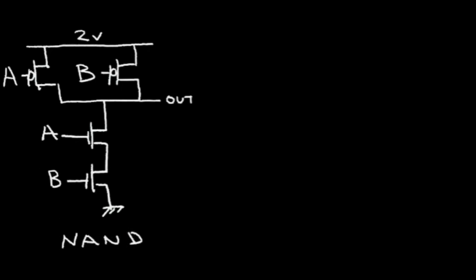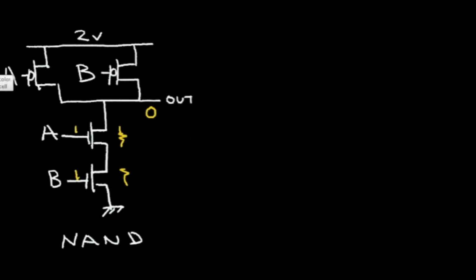The unique condition occurs when both the NFETs are on. So if we have a logic 1 at A and a logic 1 at B, both NFETs are on and are resistive, and they pull the output down to ground. So the output becomes a 0. And if both inputs are 1, both PMOSs are turned off.